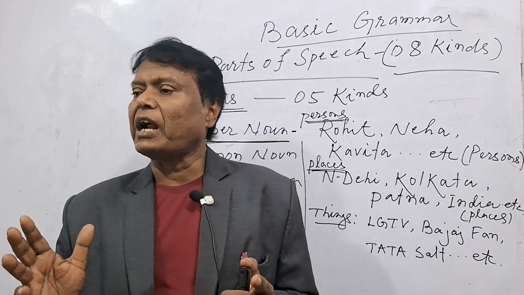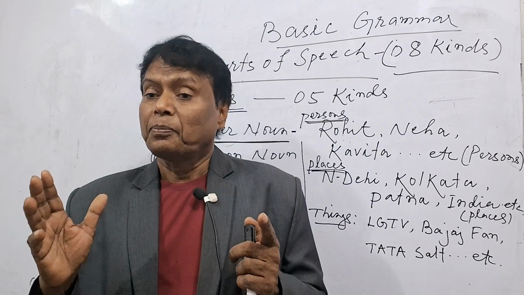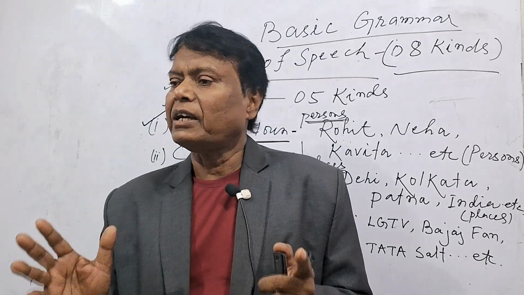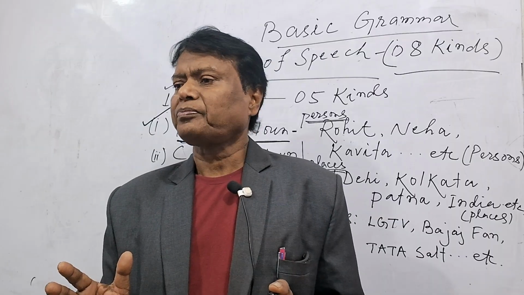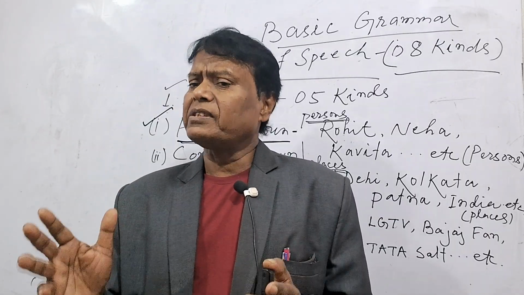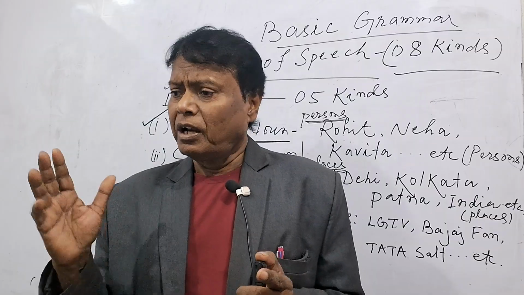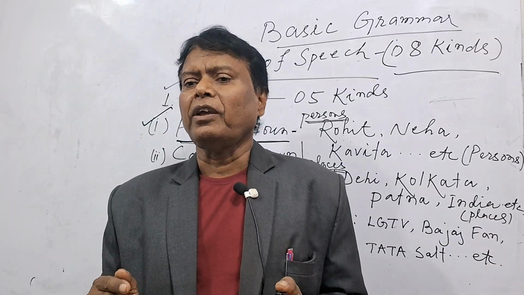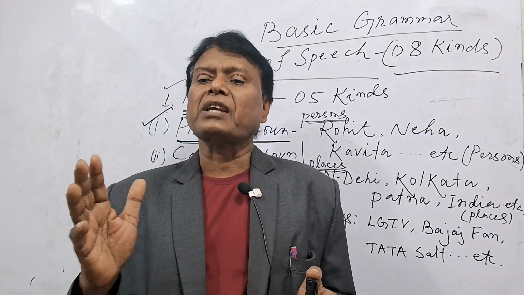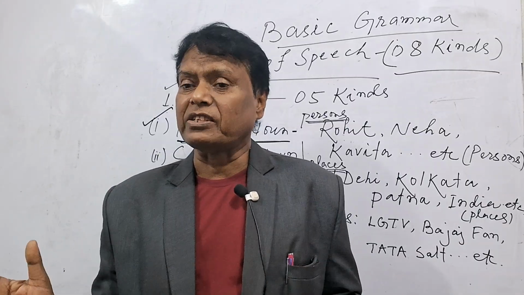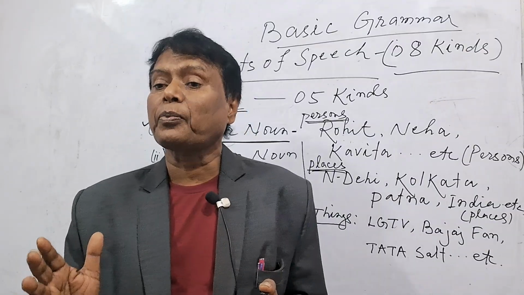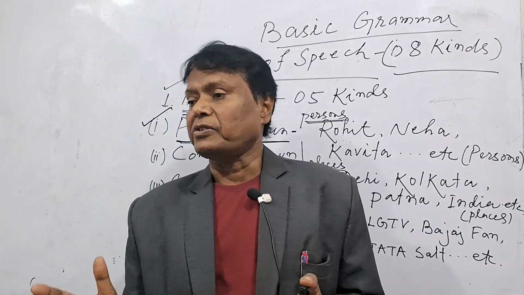Similarly, we cannot use any article before proper naming places. Place के सामने भी हम article या determiner use नहीं कर सकते हैं. New Delhi is the capital of India. Lucknow is the capital of UP. तो लखनऊ के सामने कोई आर्टिकल नहीं है, डिटरमिनर नहीं है. न्यू दिल्ली के सामने भी कोई आर्टिकल डिटरमिनर नहीं है. These are the places, proper naming places. So we do not use any article or determiner before proper naming persons and places, remember.